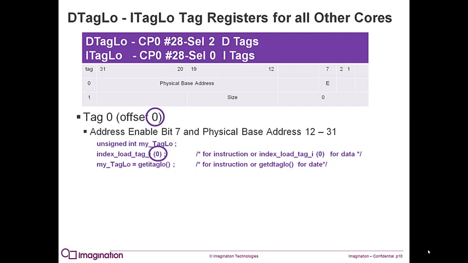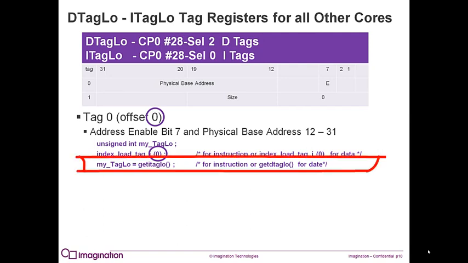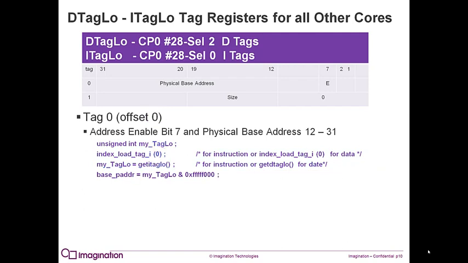Write the tag to the tag-low register using the macro index load tag I for the instruction RAM or index load tag D for the data RAMs. Use offset 0 and copy the register to a variable using the get itag-low or get dtag-low macros. Both are from the m32c0.h file. Mask out the address field. Shift the enable bit to bit 0 and mask it out.